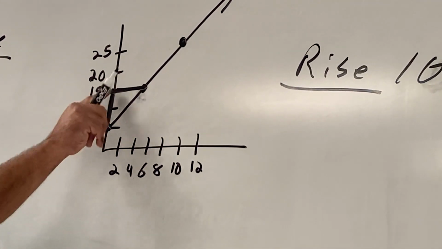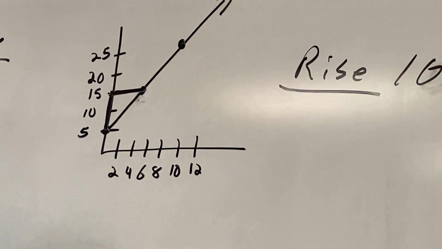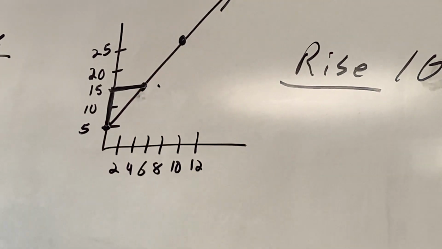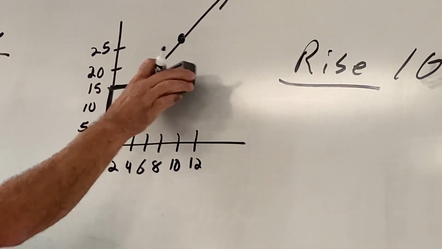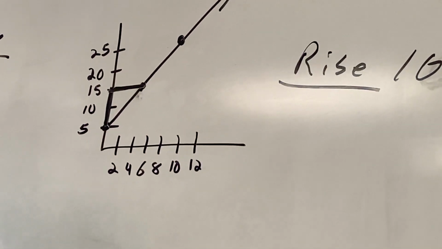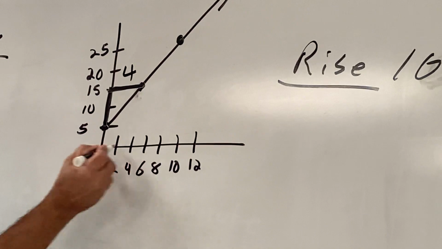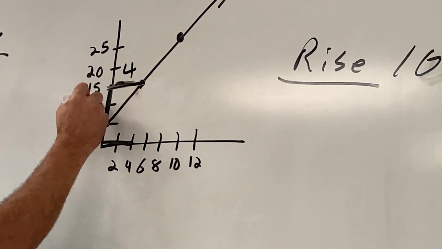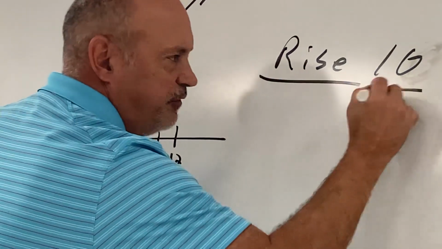How much is each square worth? 2. So how many squares did it go? I don't see 3. 3 is way over here. It doesn't go that far. It goes over 2 squares, so how much did it run? 4. It goes from 0 to 4. That's a run of 4. So the rise was 10 and the run is 4.